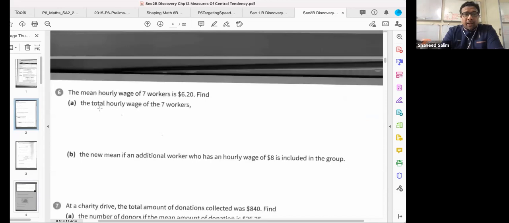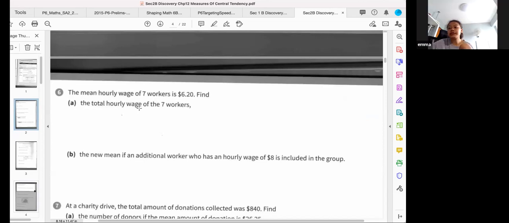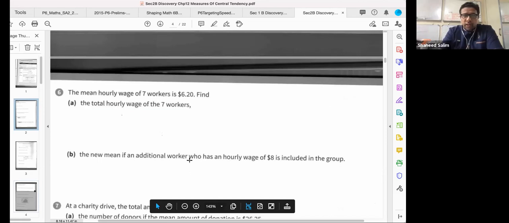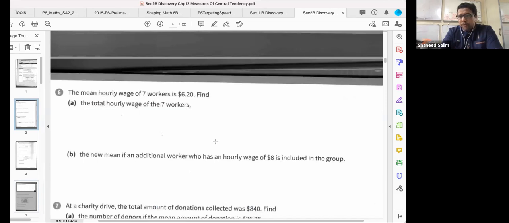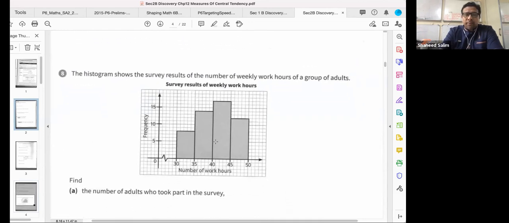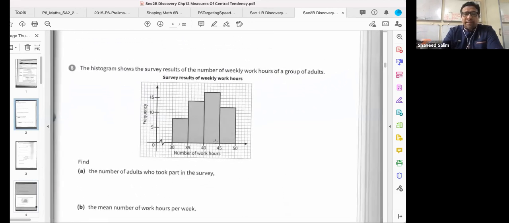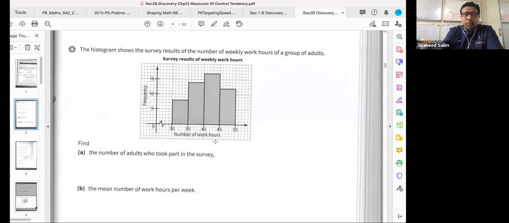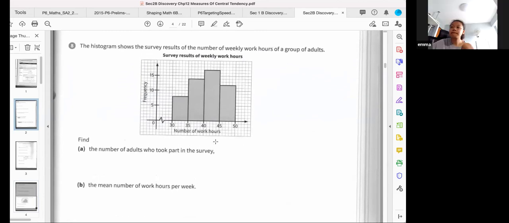Now, if they ask you the mean hourly wage of 7 workers is 620, find the total hourly wage. You know what to do? 620 times 7. Okay, good. An additional worker comes in with hourly wage of 8. You add it to the total, then divide by 8 for your new mean. Okay. So we don't need to do this. We go to this one, because I want to go to those questions that you feel uncomfortable with, if you do feel uncomfortable with it.